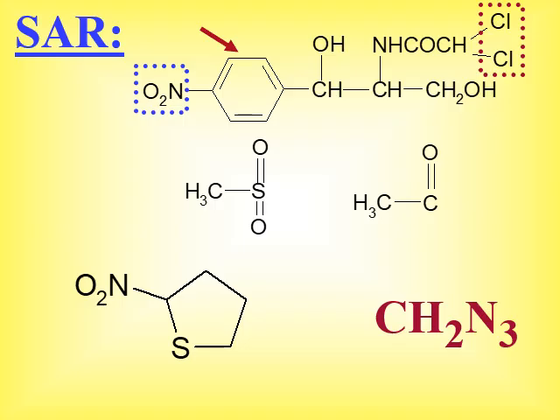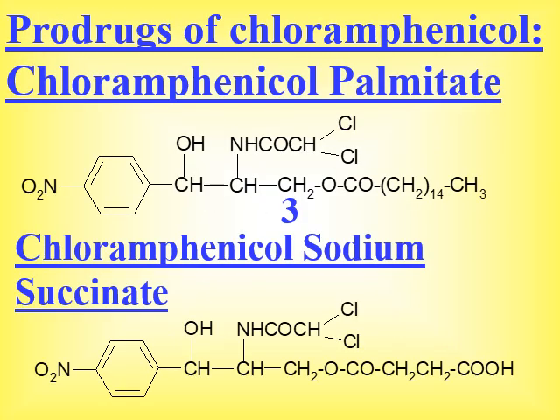If you replace the two chlorines and the CH attached to them with azidoacetamido, which I draw in red as CH2N3, for example azidamphenicol, it is still active. Therefore, replacing the chlorine by bromine is still active, and replacing chlorine and the CH by azidoacetamido is still active. Is there any prodrug concerning chloramphenicol?